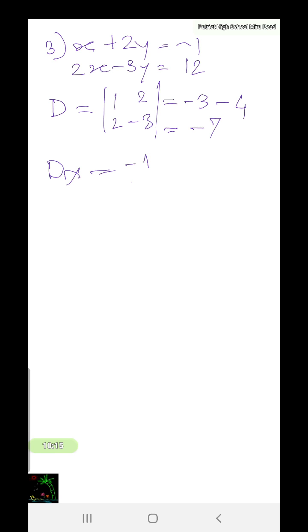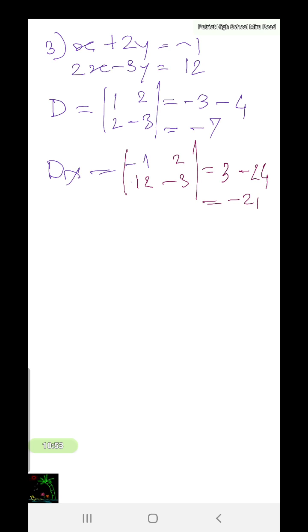Dx: for calculating Dx we bring the third column to the first column place, so it will be 1, minus 1, 12 and 2, minus 3. So this will be minus 1 into minus 3 is 3, so it will be 3, and this will be 12 twos are 24, so this will be minus 21.